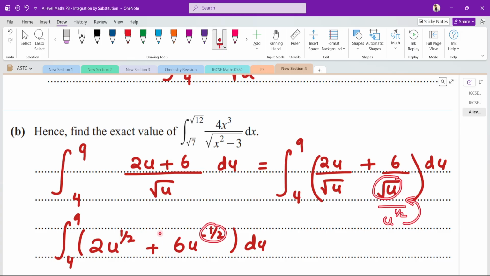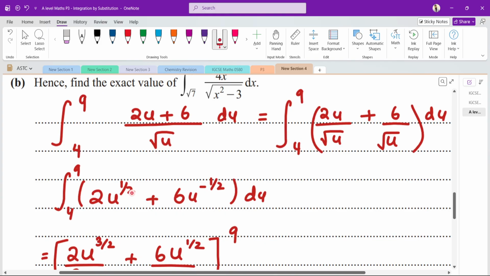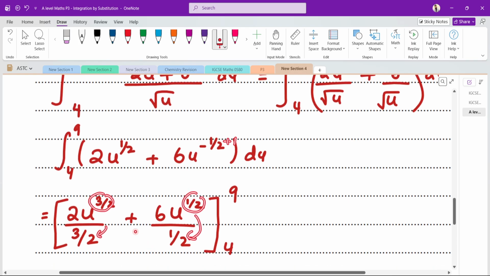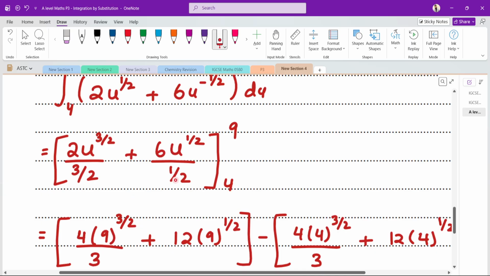Now it is simple integration. Add 1 to the power, divide by the new power. So the new power will be 3 upon 2. You divide by this. Over here, you add 1 to it. That will make it half. Divide by the new power. And now simplify this before you plug in the limits.